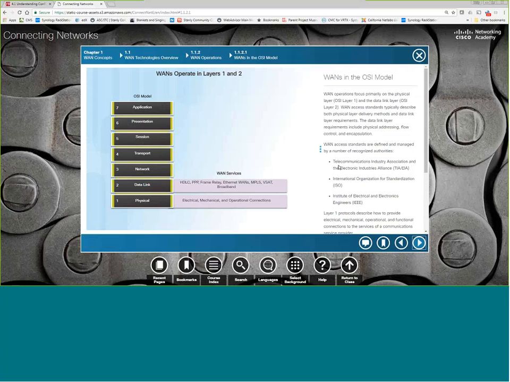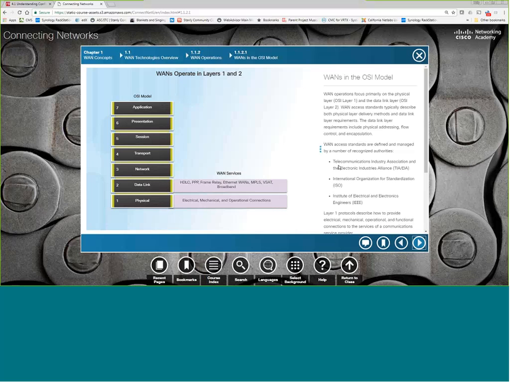This is very important when we think about WAN technologies. The WAN technologies we discuss in this class all occur at layer 1 and layer 2. So they're either a physical layer component, which is some type of DMVPN or dense wave multiplexing.